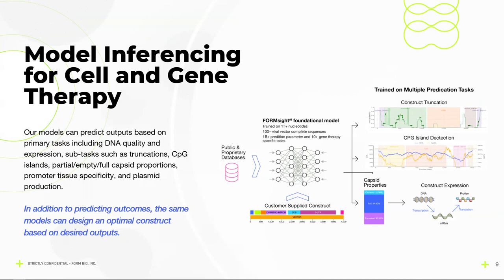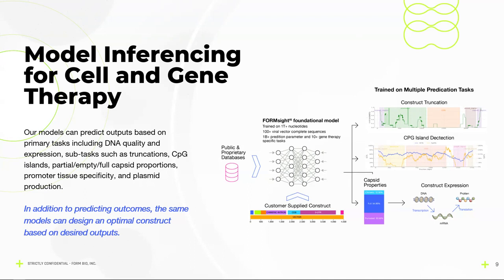Okay. So one of the outputs that we get is what we call construct truncation, or the truncation risk. So you can imagine this to be your vector sequence, and it's annotated according to the different regions. I'll explain this in more detail, but basically this tells us which regions in the construct are more prone to truncations, and therefore you're not able to package the full intended payload that you want to, right?